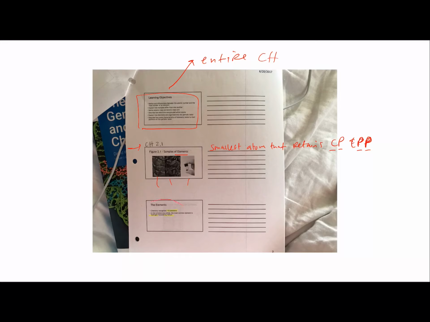So in the end, there are 118 elements, but I think we're up to, it might still be 118, but for some reason I feel like it's 122 known elements now. I'll have to double check this.